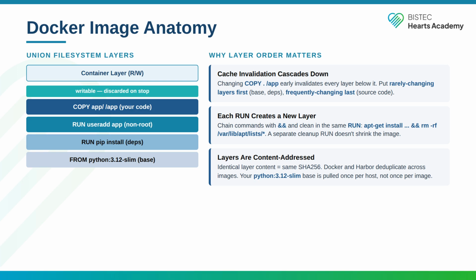Harbor deduplicates these automatically. Layer order matters because Docker's build cache works top to bottom. When any instruction changes, the cache is invalidated for that layer and every layer below it. If you put COPY ./app early in the Dockerfile, every time any source file changes, every subsequent layer, including the expensive pip install, runs from scratch. The rule is, put rarely changing instructions first. Base image, then system packages, then application dependencies, then source code. Your source code changes on every commit. Your dependencies change far less often.